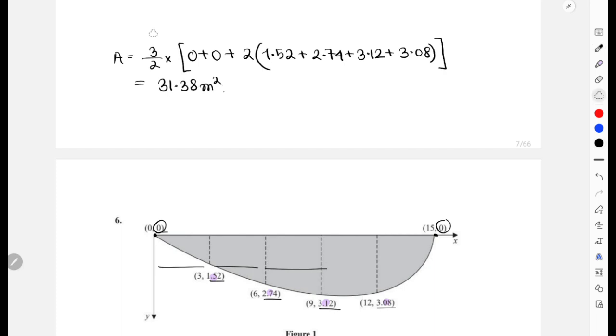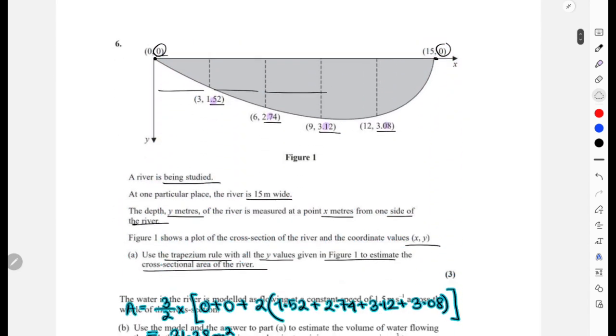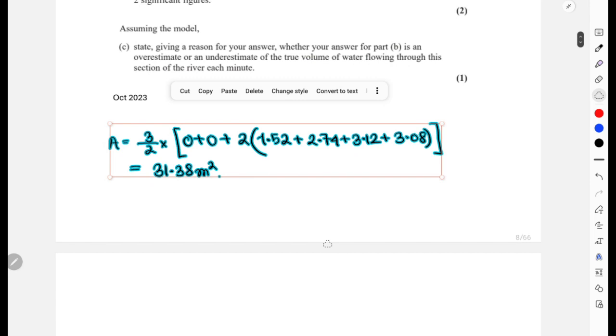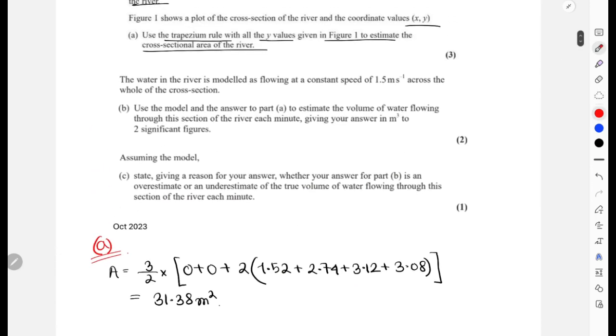was the area, cross-sectional area for a river. So we can now write this is in meters square. That is the value or answer for your part A. Okay, so we'll move on to part B.